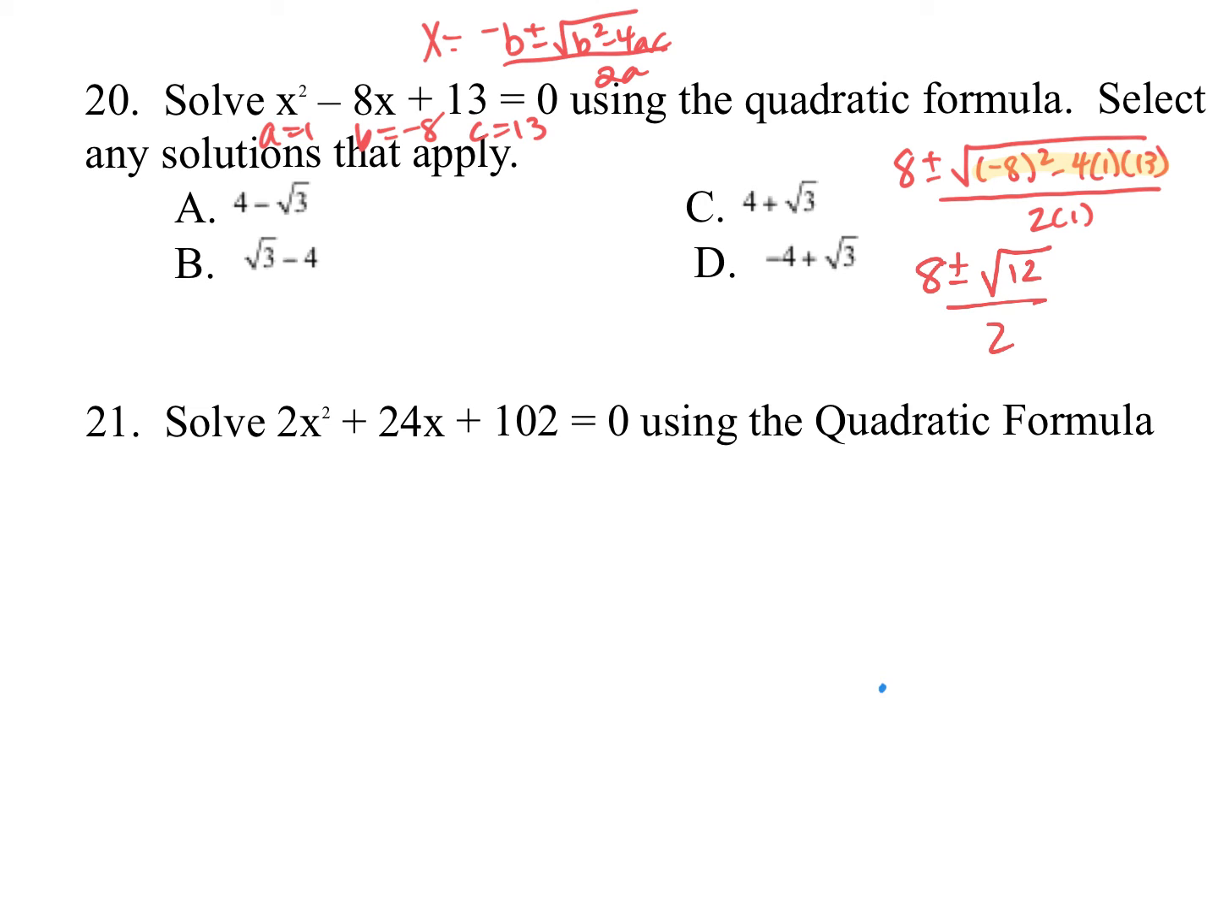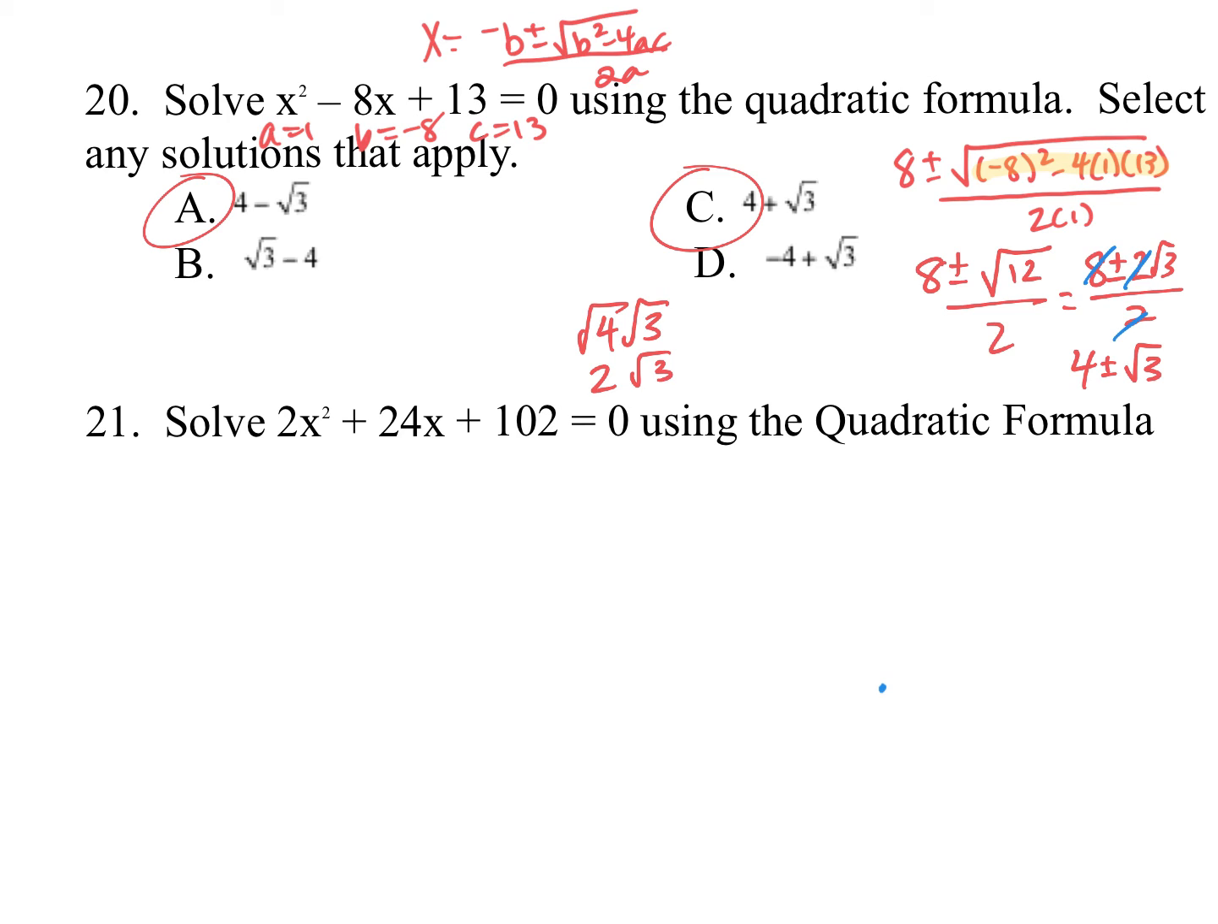So what I'm going to do is simplify it, because I know that the square root of 12 is really the square root of 4 and the square root of 3, so that's 2 radical 3. That's going to give me 8 plus or minus 2 radical 3 over 2. I know I can chop all the coefficients here in half because they're all divisible by 2, and that gives me 4 plus or minus radical 3, which means I get C and A.